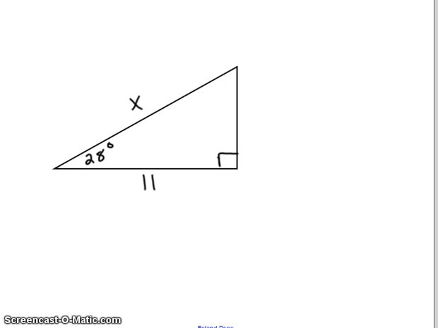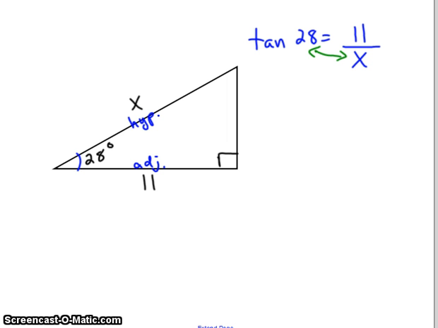All right, next one we have our angle right here, and we have our adjacent side, and we have our hypotenuse side. Adjacent over hypotenuse is cosine. So you have cosine 28 equals 11 over x. Okay, and again we have the x in the denominator, so let's just switch it. So we get x equals 11 over cosine 28.